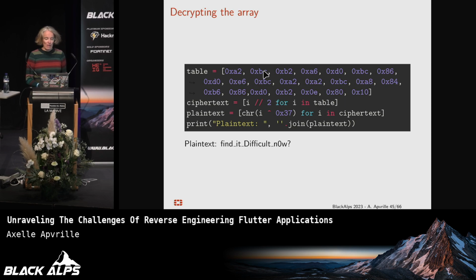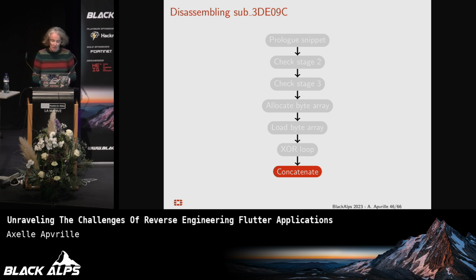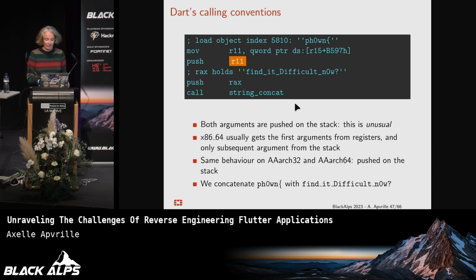We have all the values in the array that we had recovered at the beginning. We know that all of these are representations of small integers, that we can divide them by 2, and that after that we just need to apply an XOR with 37. And you get "find it difficult now". Okay. Which is only part of the flag because we've got some formatting for phone just a little bit afterwards, but this is really the most difficult part.